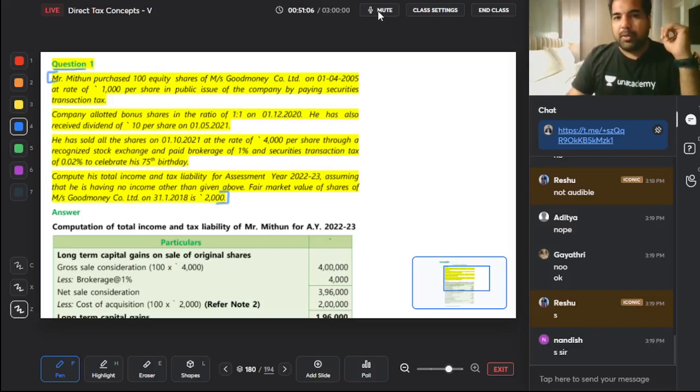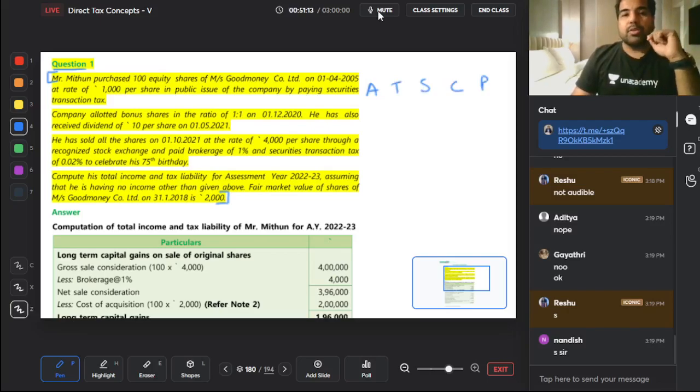You need to figure 5 things for me: A, T, SCP. And use this, guys, write this in your books, and whenever you get asset, tell me if it's normal asset or listed UU. See if you can find whether it's transfer, see if you can find the sale price, cost, or period of holding. Alright. Please read, over to you all.